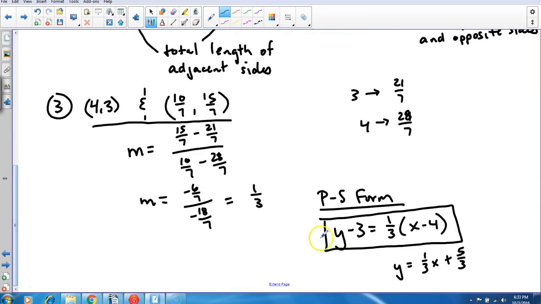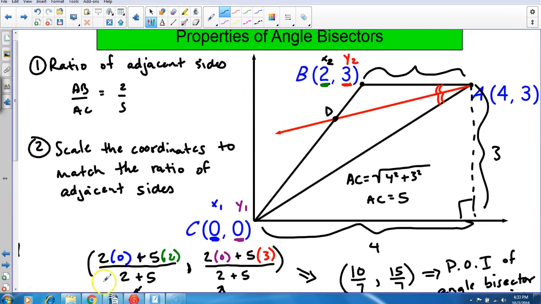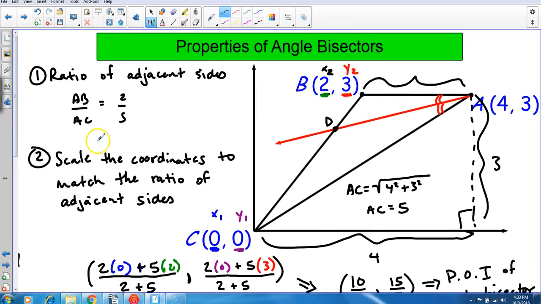All right, so again, either form is fine. Point slope is fine. You can stop with that. The process right here is the most difficult part. But just remember, we are scaling so that it matches our ratio of adjacent sides. It doesn't pass through the midpoint, so we can't use that midpoint formula. We're going to scale those coordinates so that it matches the ratio.